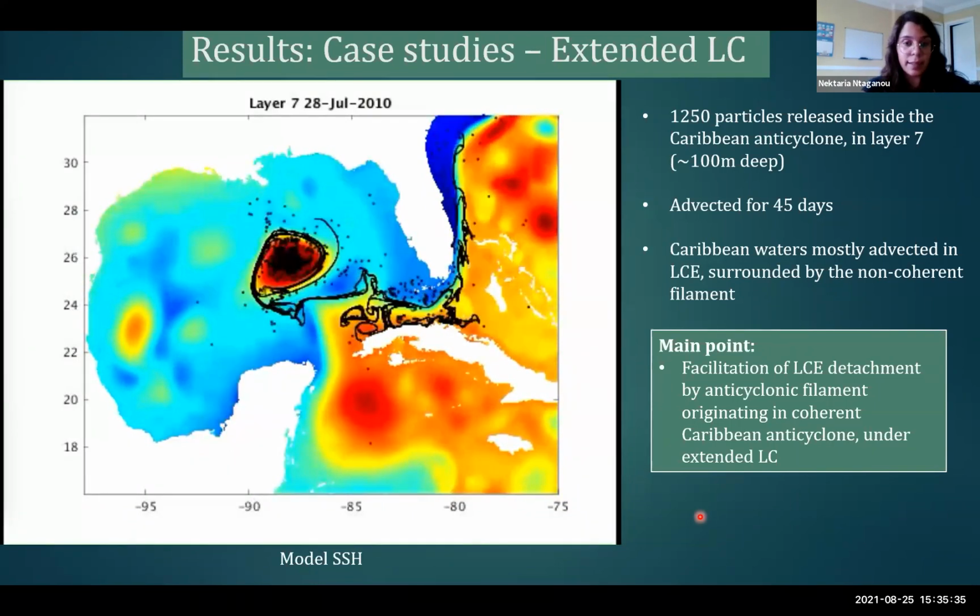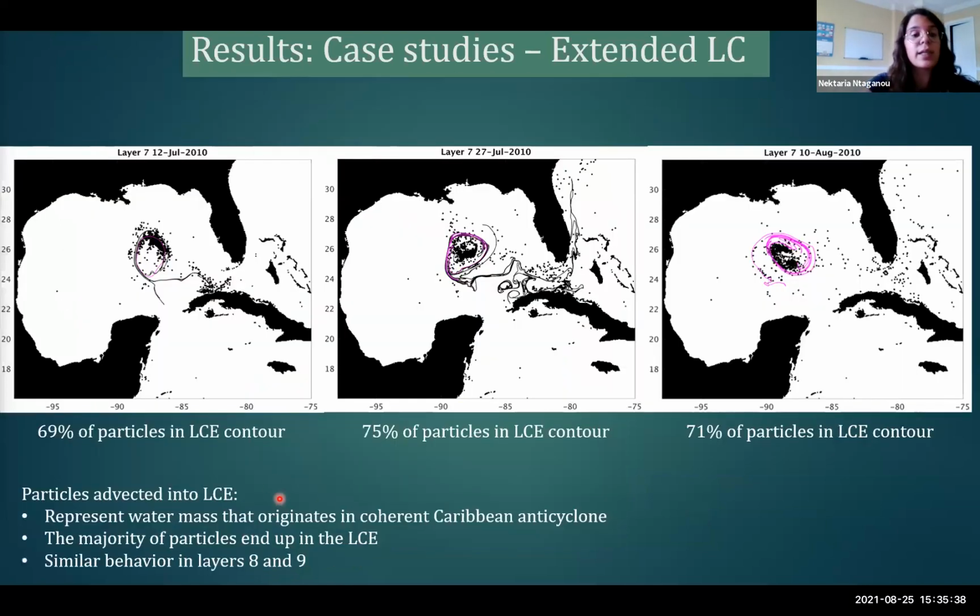Now, looking at individual snapshots of the evolution of the Caribbean anticyclone, the Loop Current Eddy, and the particles, the Caribbean Eddy evolution is shown as a filament now in the black contour. The beginning of the Loop Current Eddy coherence is shown in the purple contour, and the rest of the plots show the evolution of both the Caribbean anticyclone and the Loop Current Eddy.